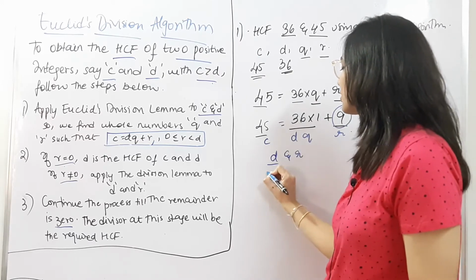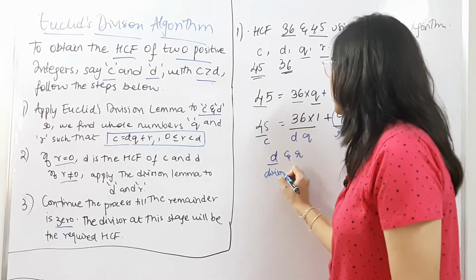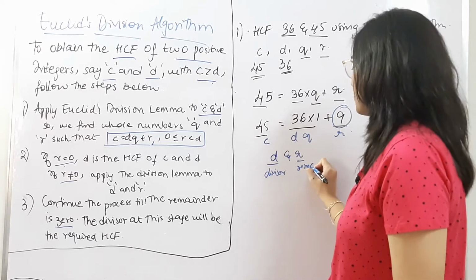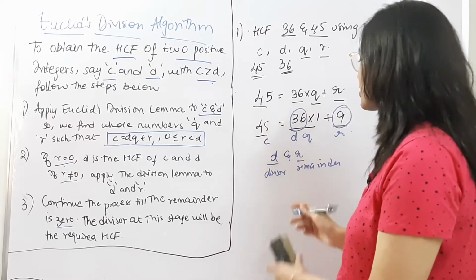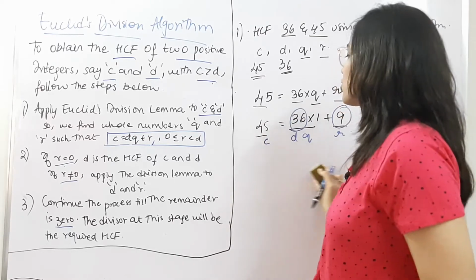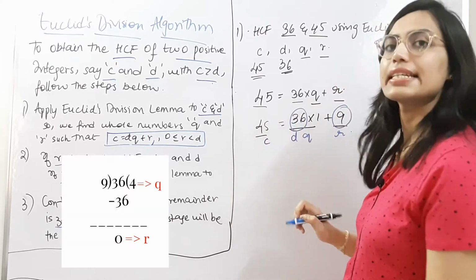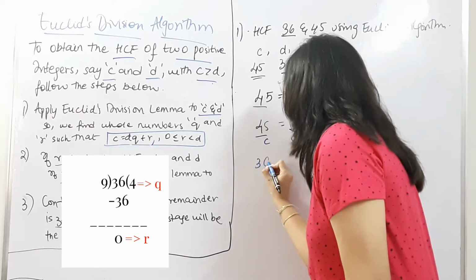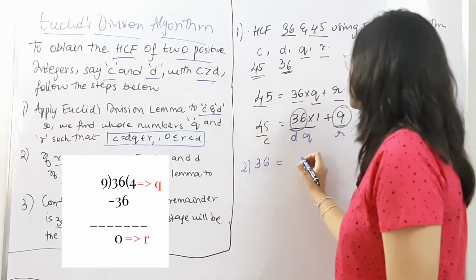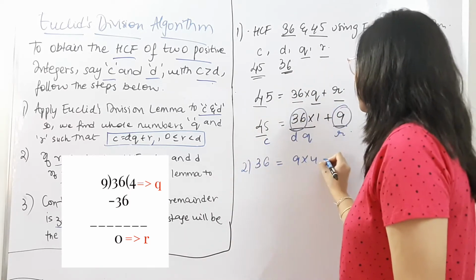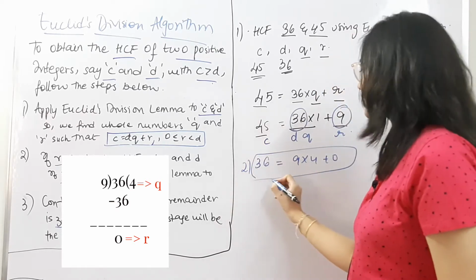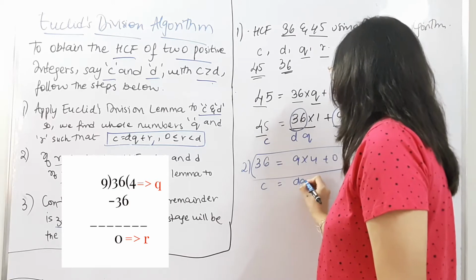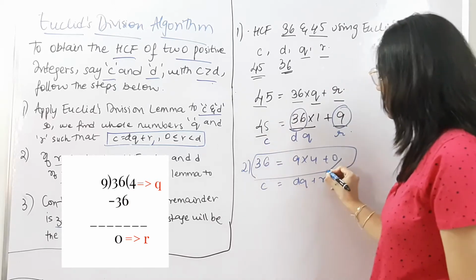Here D is the divisor and R is the remainder in the first step. So what is the divisor? 36, and what is the remainder? 9. So we need to apply Euclid's division lemma on 36 and 9. What will we get? The second step is 36 is equal to 9 into 4 plus 0. Can we write it like this? Yes. So this will be C is equal to dq plus R, and in this case, R is 0.